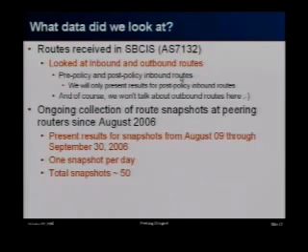So what data did we look at? We basically looked at routes received in SBCIS, AS7132. We looked at both inbound and outbound routes. In case of inbound routes, we looked at pre-policy and post-policy. That is, routes before the policy was applied and inbound routes after the import policy was applied. Here we'll mostly be talking about post-policy inbound routes only. We also looked at outbound routes, like I said, but for obvious reasons, we won't be talking about that here.